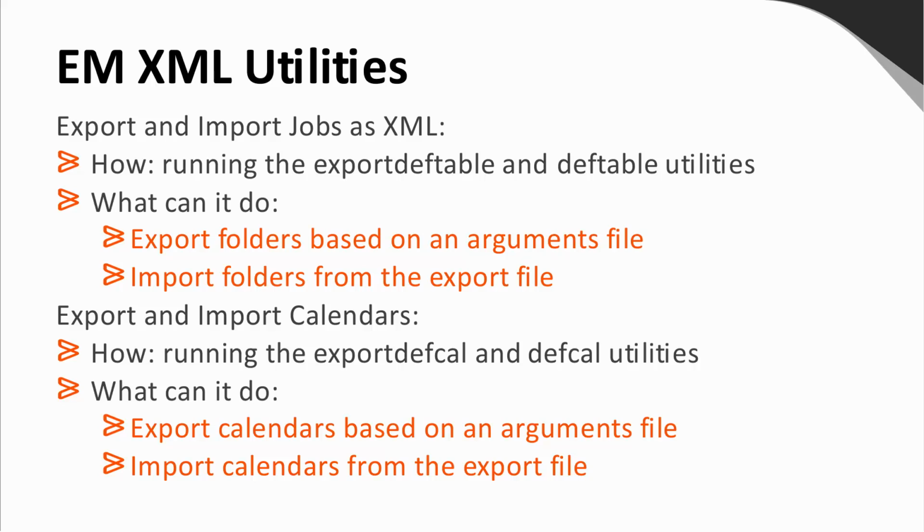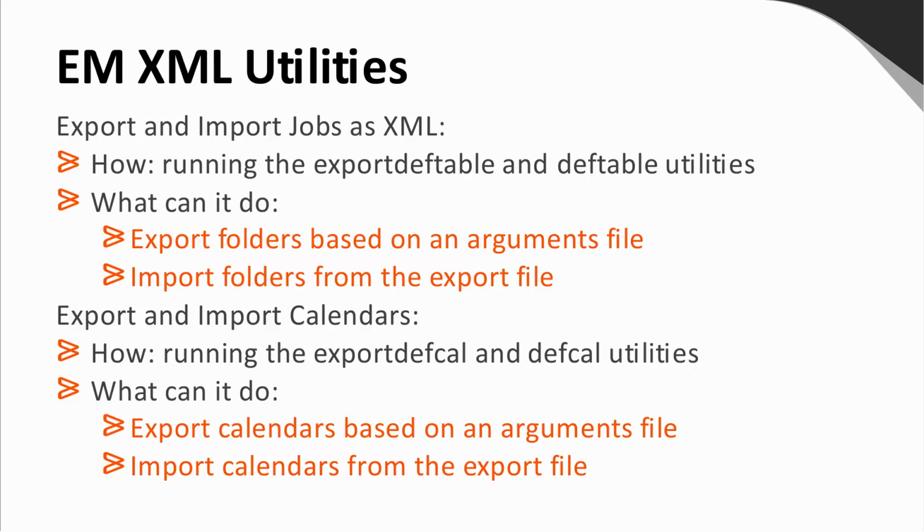The EM XML utilities are a group of utilities that allow you to import and export certain objects from the EM database as XML. To work with folders, you can use the export def table and def table utilities. Export def table allows you to export a folder or group of folders based on an arguments file. And def table allows you to import those same tables based on the source file, which can be generated from export def table.